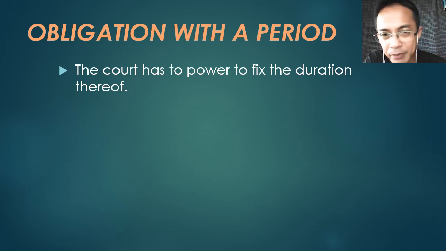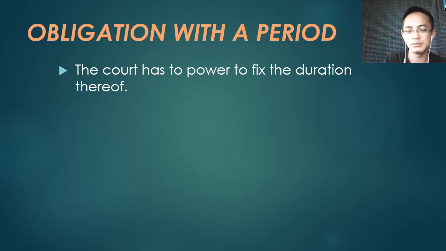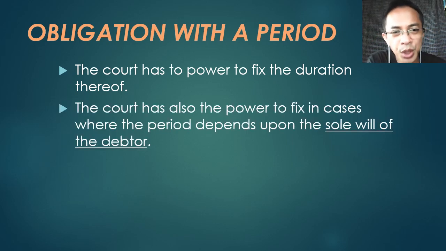So kapag hindi siya nagbayad, you can go to court. Sabi niya, I will pay you when my means permit me to do so, or I will pay you little by little, or I will pay you if I have the money, or I will pay you in partial payments. Tapos hindi siya nagbayad. Hindi pa rin siya nagbayad. Then you can go to court and ask the court to fix the period. Okay. The court has also the power to fix in cases where the period depends upon the sole will of the debtor.